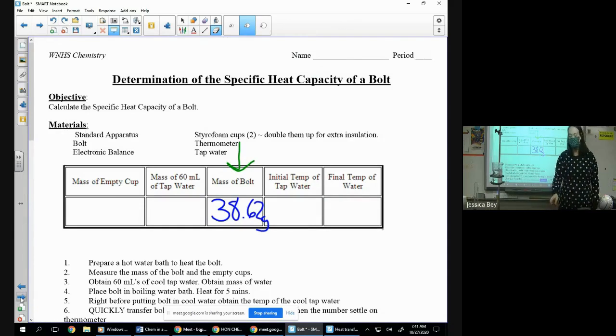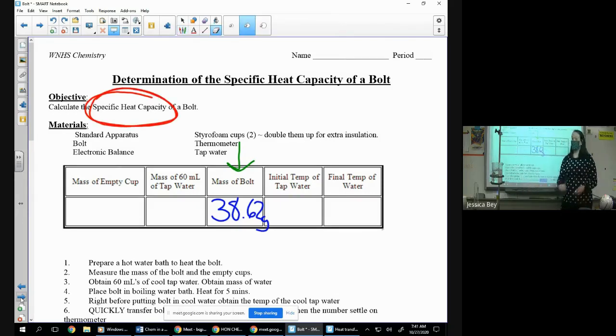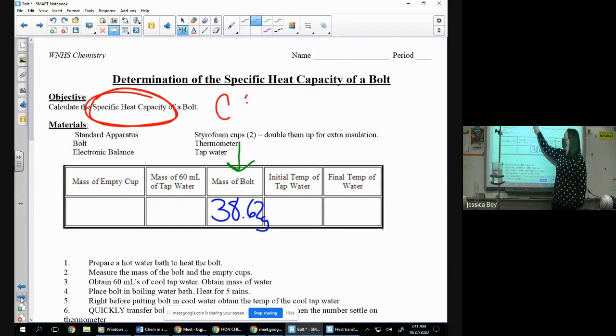All right. So this is what we're going to do today. This is something I would have just given you a bolt and told you to figure it out by yourselves. But you also would have had a partner and you would have been doing the lab yourself, and things would have been a little bit different. But I have a bolt here. And what I would like to know about this bolt is the specific heat capacity. I'd like to know the C value, if you will, of this bolt.